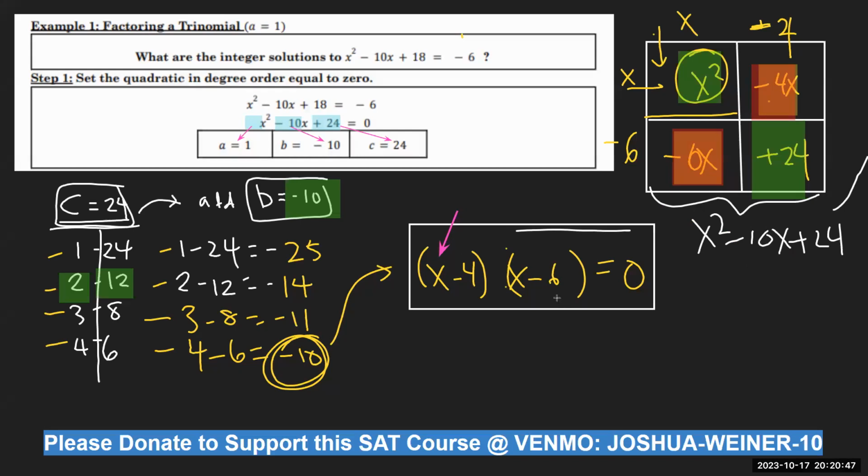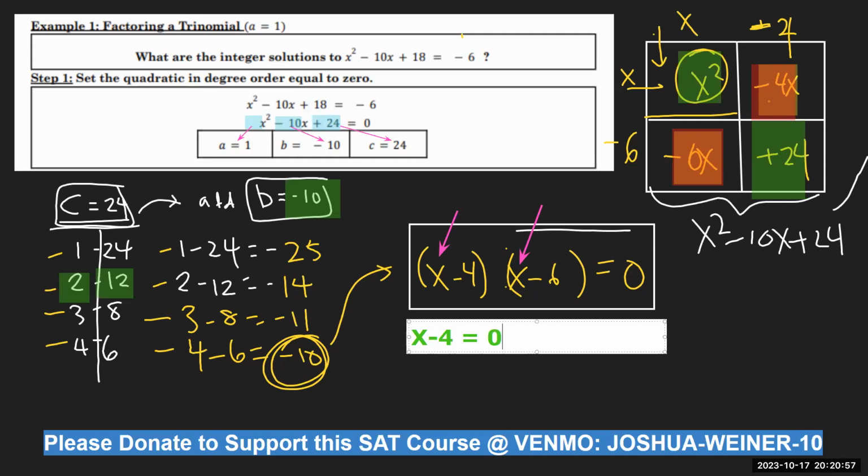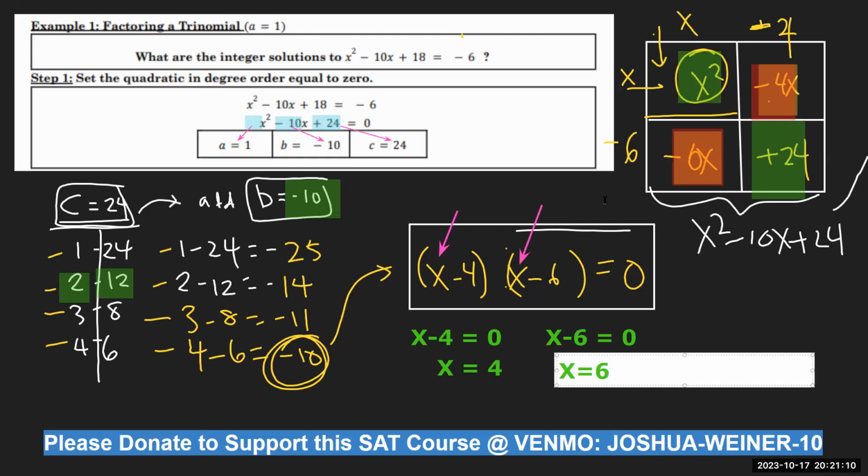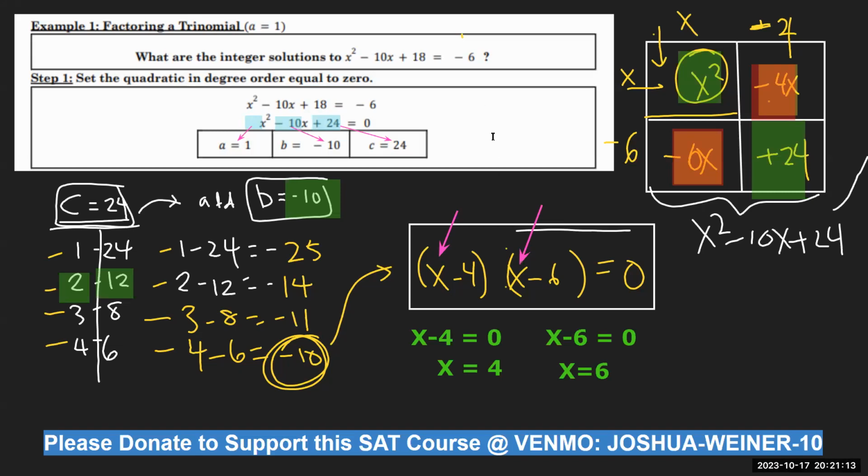We want to know what x would work for the first factor, and what's the 0 for the second factor? So you solve those separately. So we set x minus 4 equal to 0 to find the first factor, and x minus 6 equals 0 for the second factor. Here we add 4 to both sides, and x equals 4 is the first solution. And adding 6 to both sides, x equals 6 is the second solution. So the two solutions to this equation, x squared minus 10x plus 18 equals -6, will occur when x equals 4 and when x equals 6.